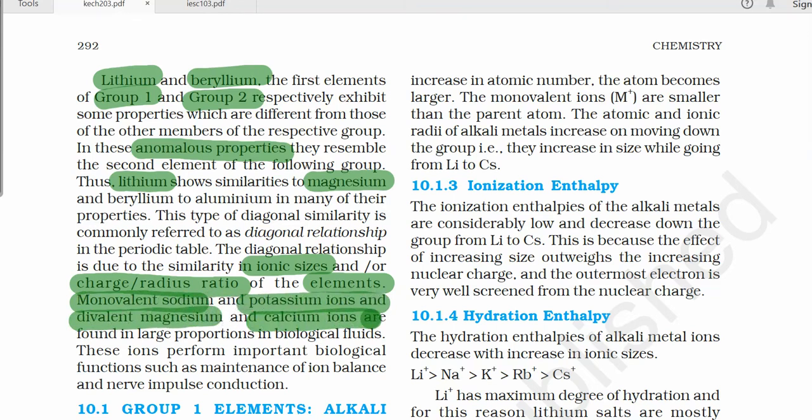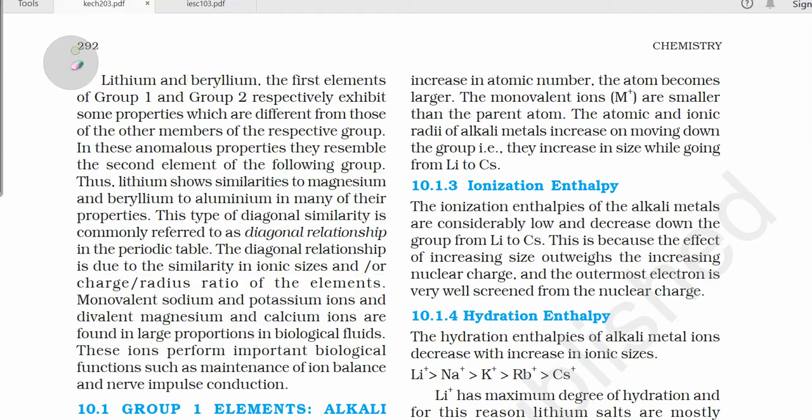magnesium and calcium ions, which are found in large proportion in the biological fluids. We will see that Na+, K+, Mg2+ and Ca2+ are some of the important constituents of the biological fluids. These ions perform important biological functions such as maintenance of the ion balance and nerve impulse conduction also. So they are important biological elements, if you are talking about sodium, potassium, magnesium or calcium here.